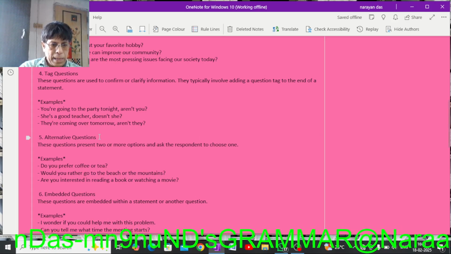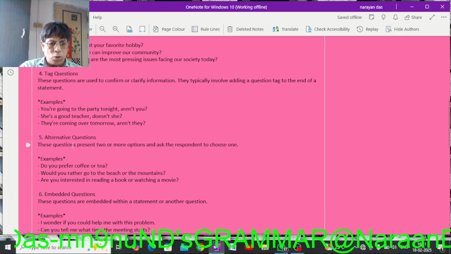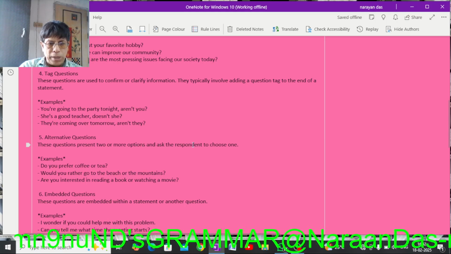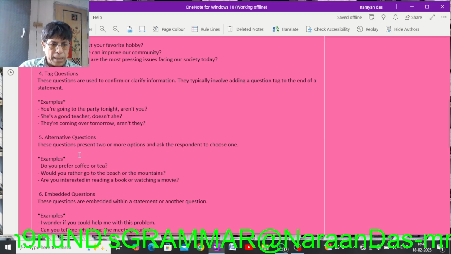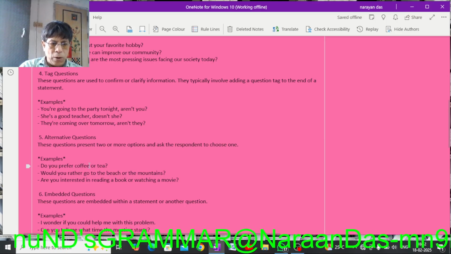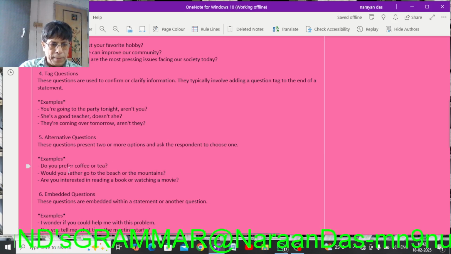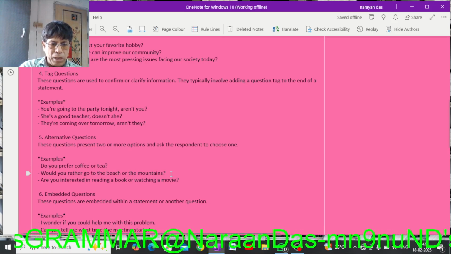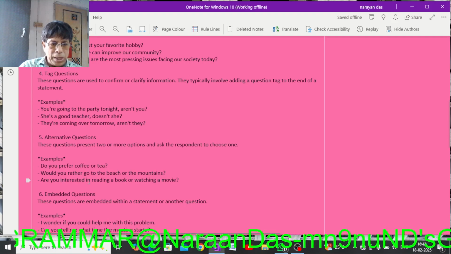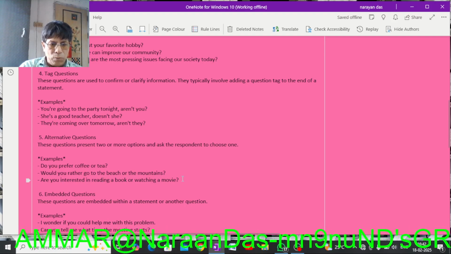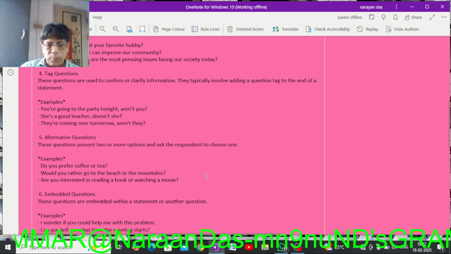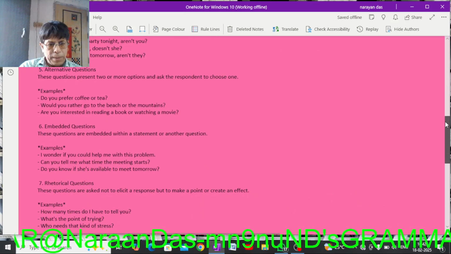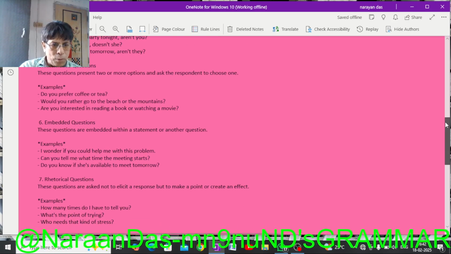Then alternative questions. These questions present two or more options and ask the respondent to choose one. Example, do you prefer coffee or tea? Here two options have been given. Would you rather go to the beach or the mountains? Are you interested in reading a book or watching a movie? So in alternative questions, two alternatives are given to choose. That is why they are called alternative questions.